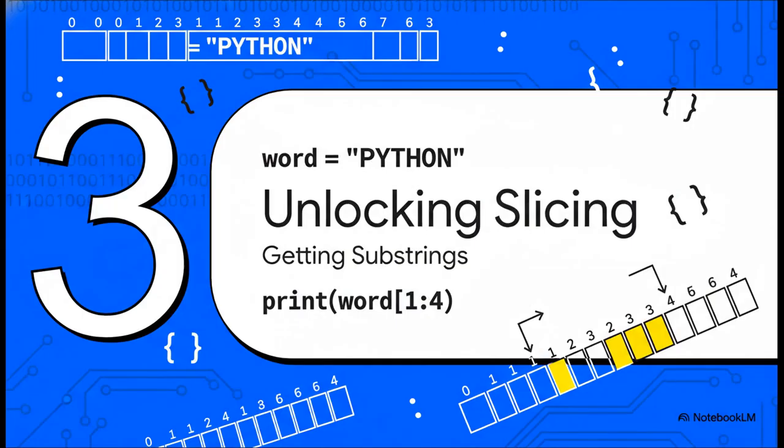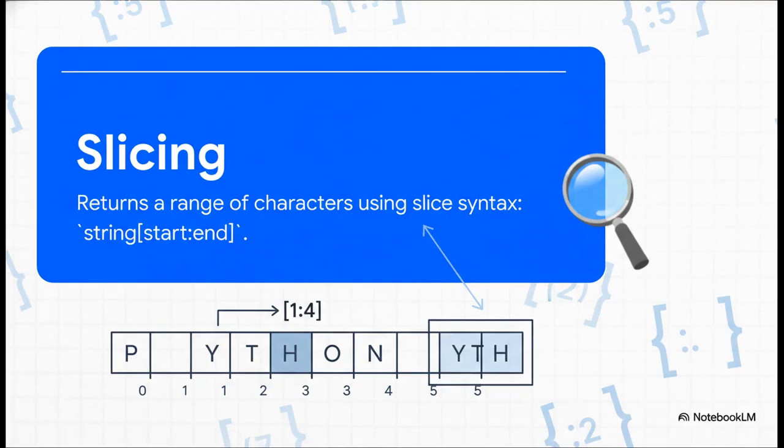Getting one character at a time is useful, for sure. But what if you need a whole chunk of a string, like the first 5 letters or the last 3 words? This is where slicing comes into play. And it's probably one of the most powerful and common tools you'll ever use when you're working with text. Slicing is exactly what it sounds like.